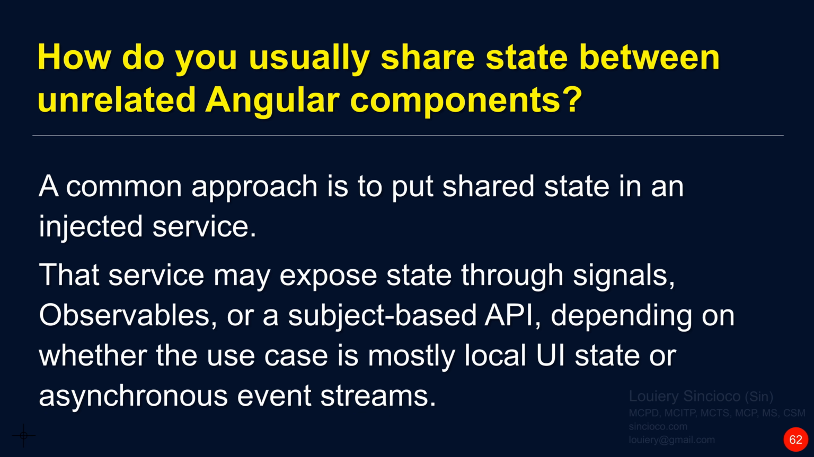How do you usually share state between unrelated Angular components? A common approach is to put shared state in an injected service. That service may expose state through signals, observables, or a subject-based API, depending on whether the use case is mostly local UI state or asynchronous event streams.